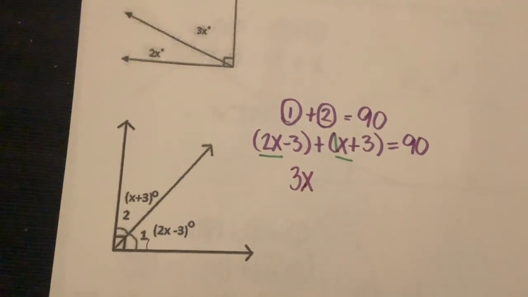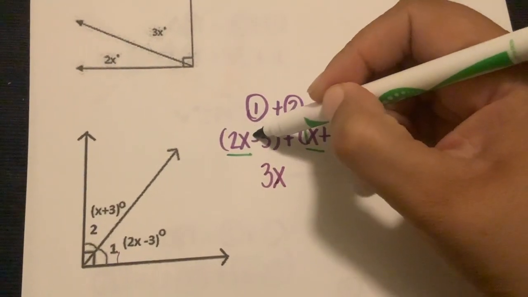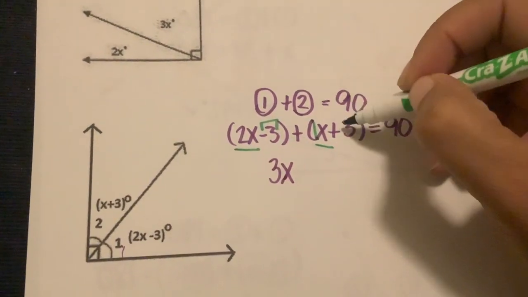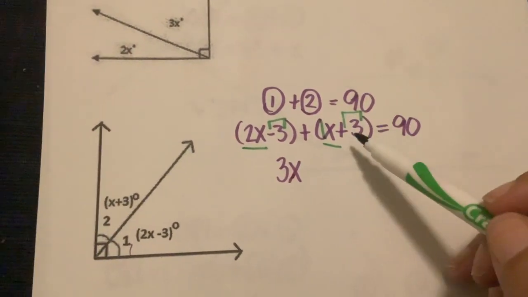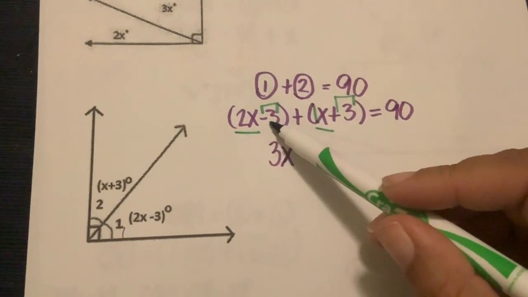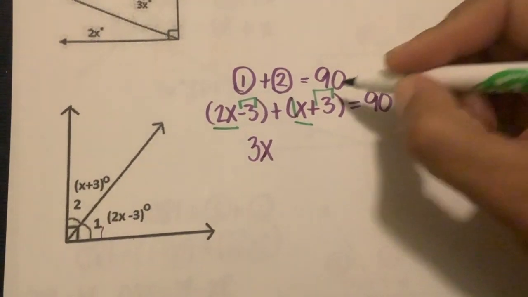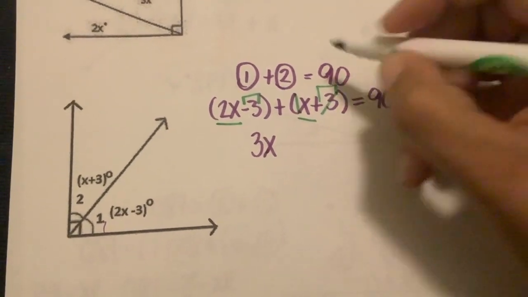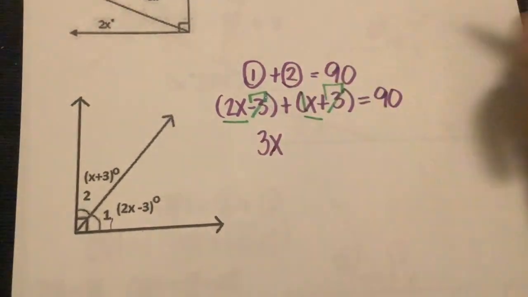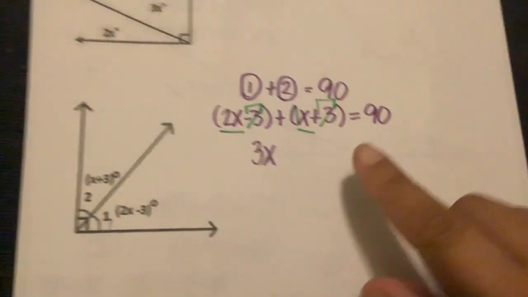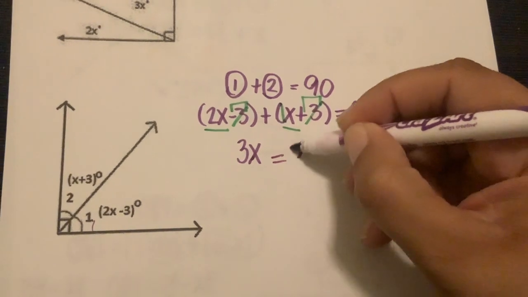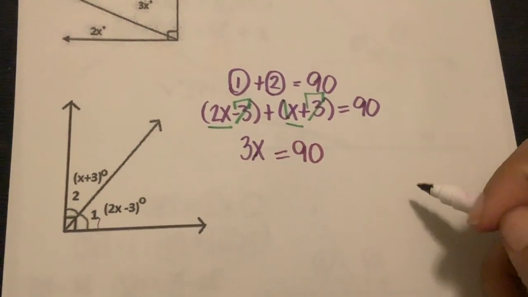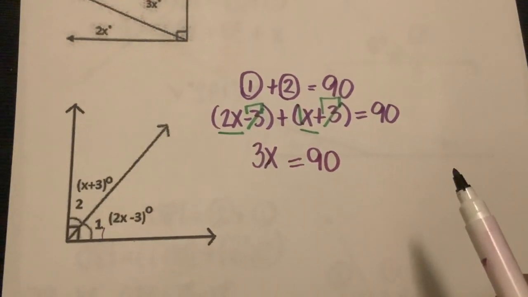And then you have your combined like terms. You're going to combine negative 3 and positive 3. Here's the interesting thing. 3 minus 3, that makes 0. So I actually don't need these. So it's just 3x by itself equals 90. And now this becomes a one-step equation.